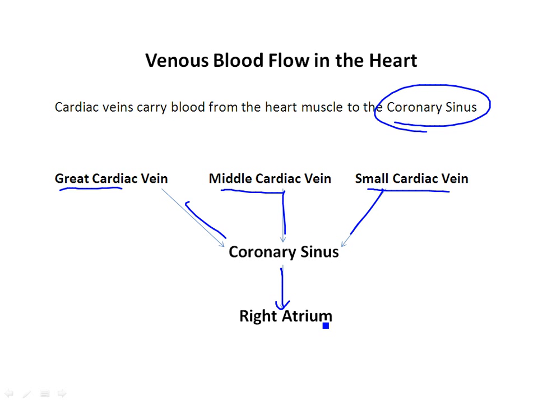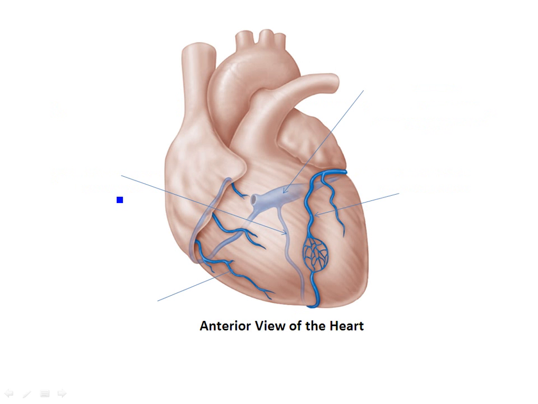Now remember, the right atrium is going to be accepting oxygen-poor blood and carbon dioxide-rich blood so that we can take care of all those gases and get rid of them in the lungs. Now, the great cardiac vein is going to be real easy to figure out because it runs in that anterior interventricular sinus. So let's go ahead and look at a picture of this.